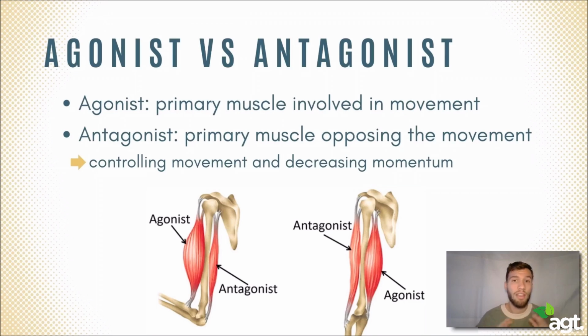We might think the agonist, well, it's the primary mover, but the antagonist, in this case the triceps, is also very, very important. On the right side here, we can see just the opposite. We have a triceps extension, for instance, where the triceps is the agonist and the biceps, in this case, is the antagonist.